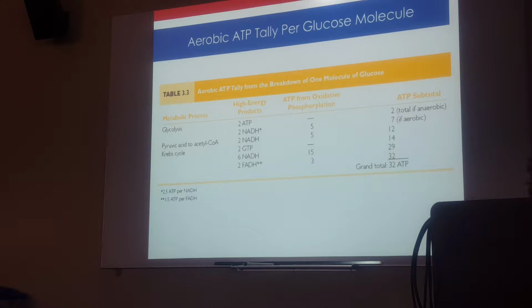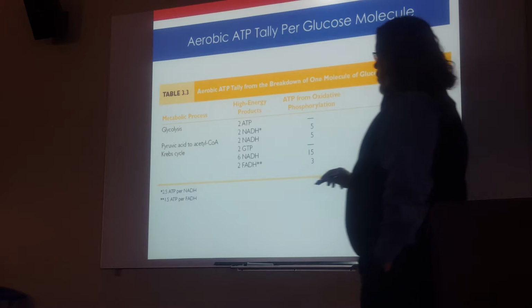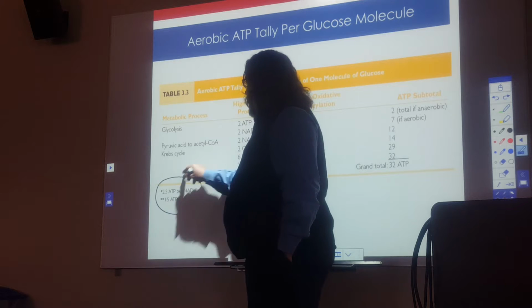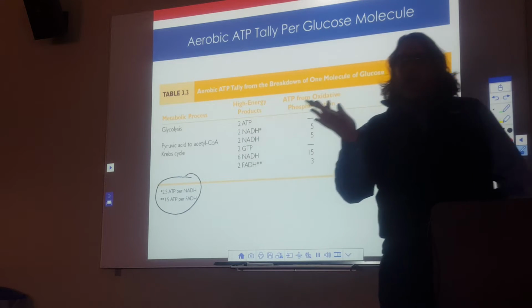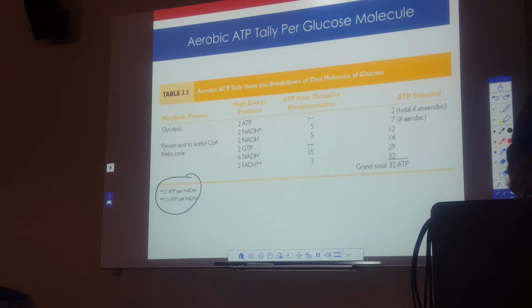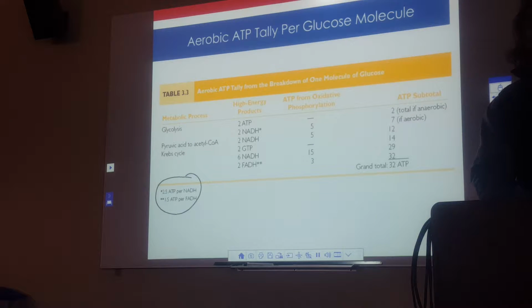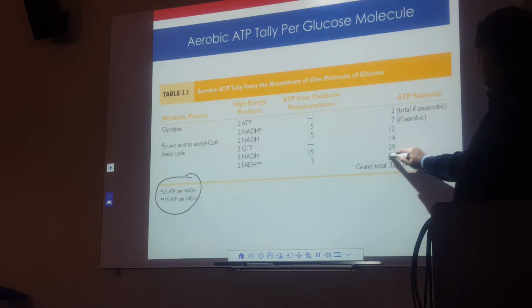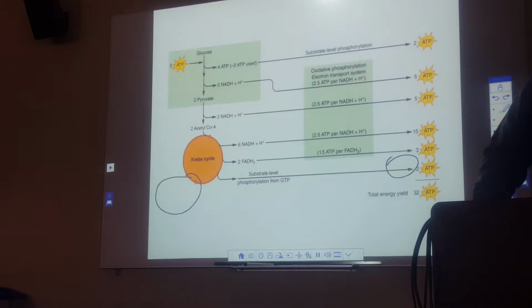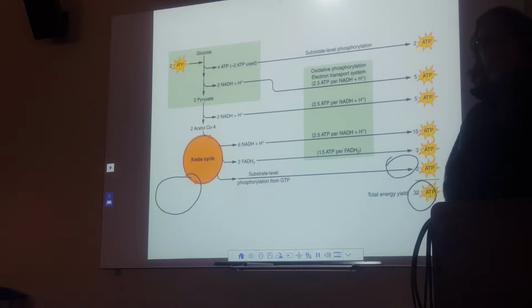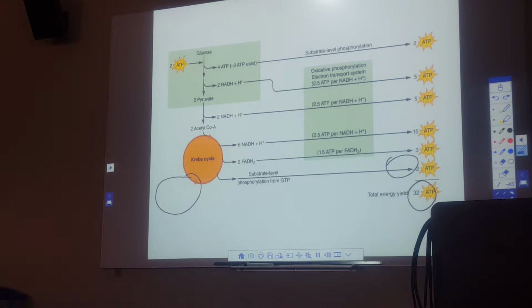Great news is if you like it in a table form, here it is in table form, okay? Gives you the equivalents for NADH and FADH. However you want to look at it, table form or figure form, guess what? Number's the same. 32. Just means if you're a visual learner and you like this one better, you take this one. No, you got a question?